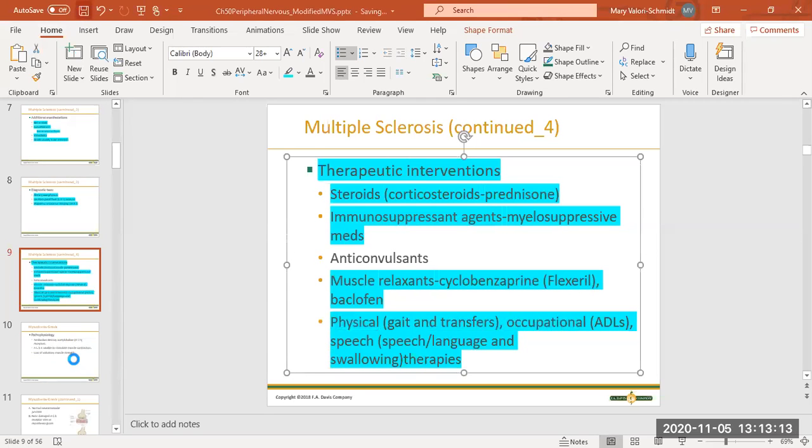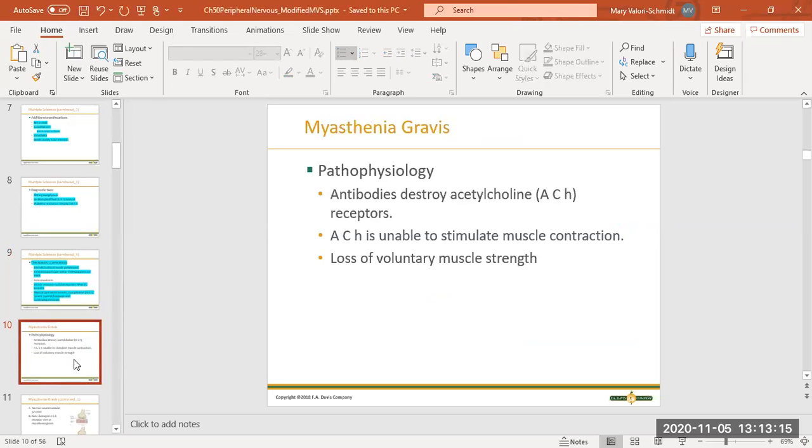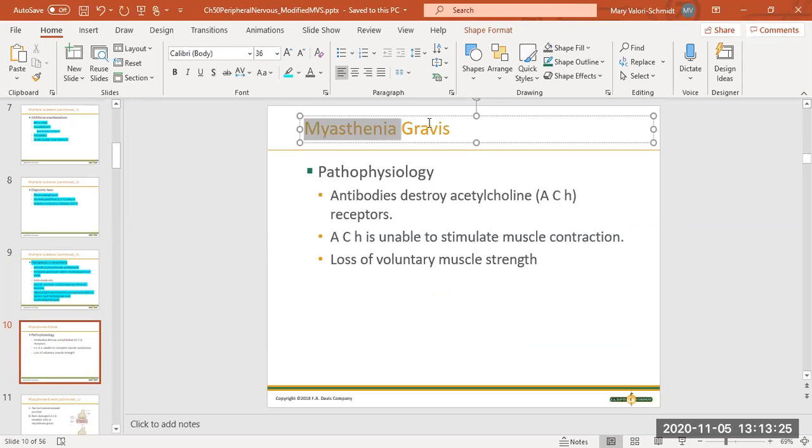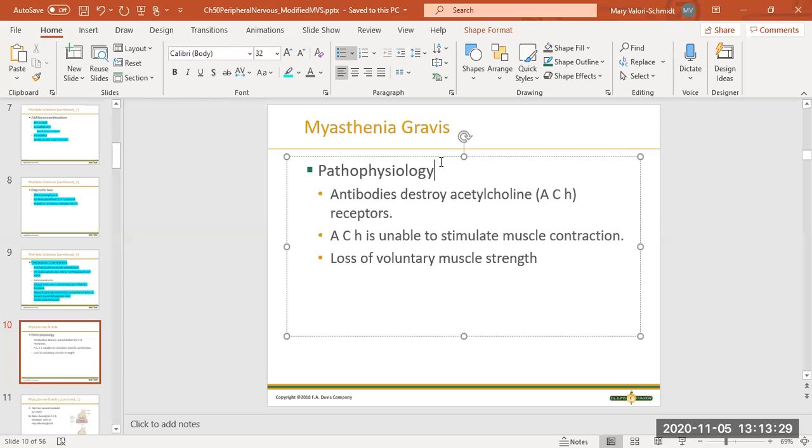All right. That's it for multiple sclerosis. Myasthenia gravis, I am going to touch on. I'm not testing you on it. You should at least be familiar with the word, right? Myasthenia gravis. This is an autoimmune disorder, okay?